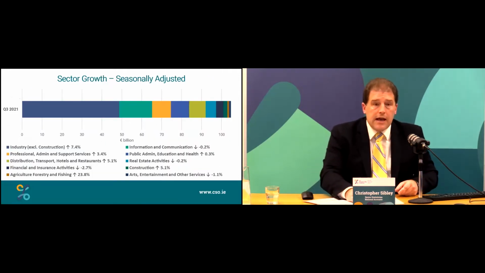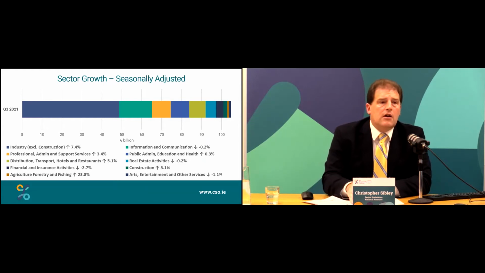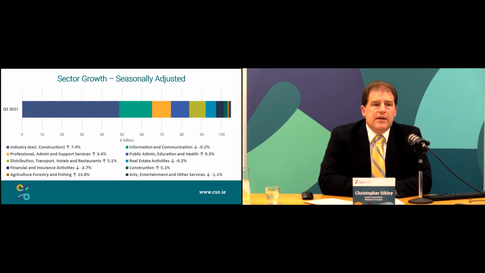So if we look at the output side of the accounts, we see industry up 7.4%. Some of you may have expected a stronger result on industry. Our second biggest sector is down 0.2%, information and communications. And some of that, again, is related to some of the royalty payments in the sector. And then some of the more domestic sectors, distribution, transport, hotels and restaurants, up 5.1%, and we'll show you some various different pieces of information on that domestic sector through the presentation.